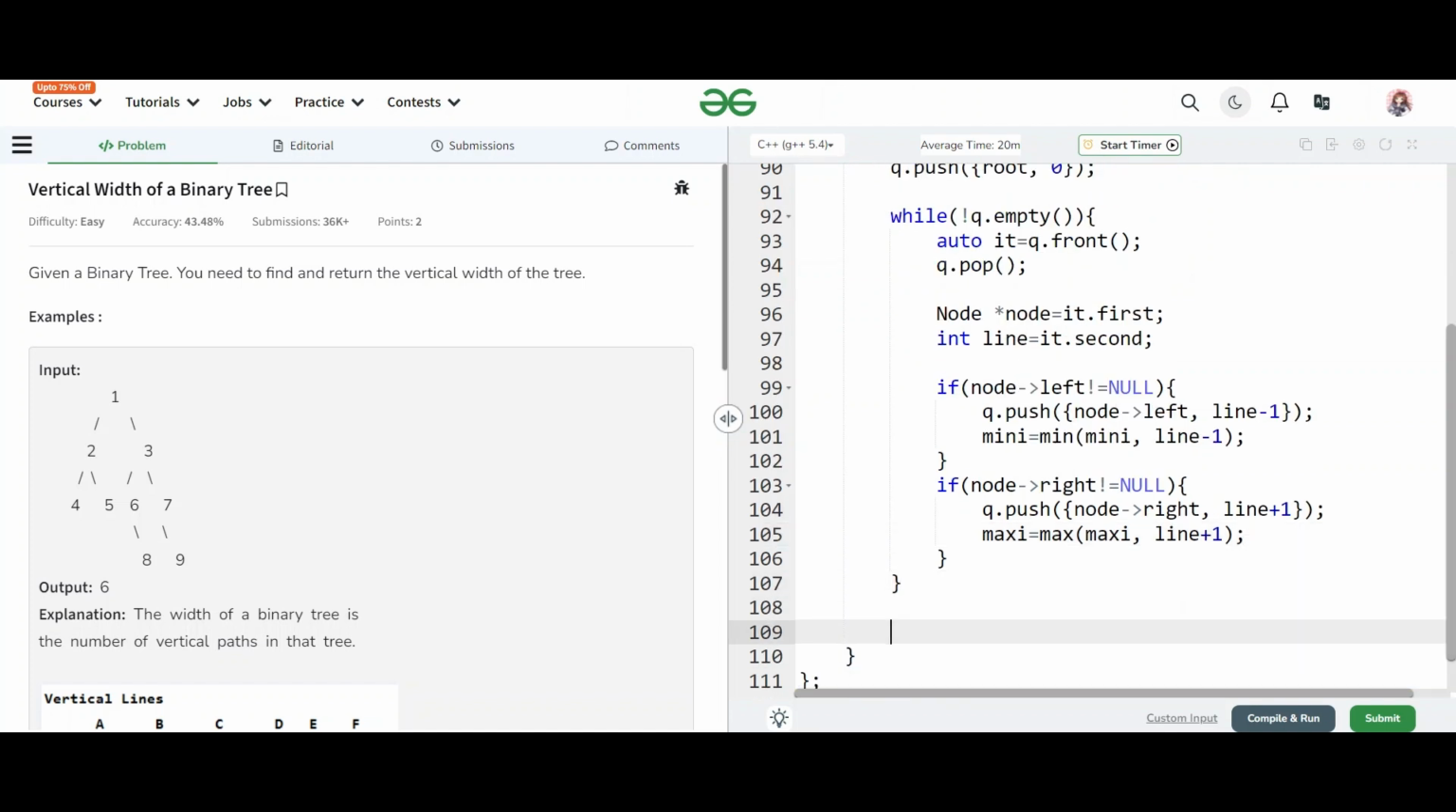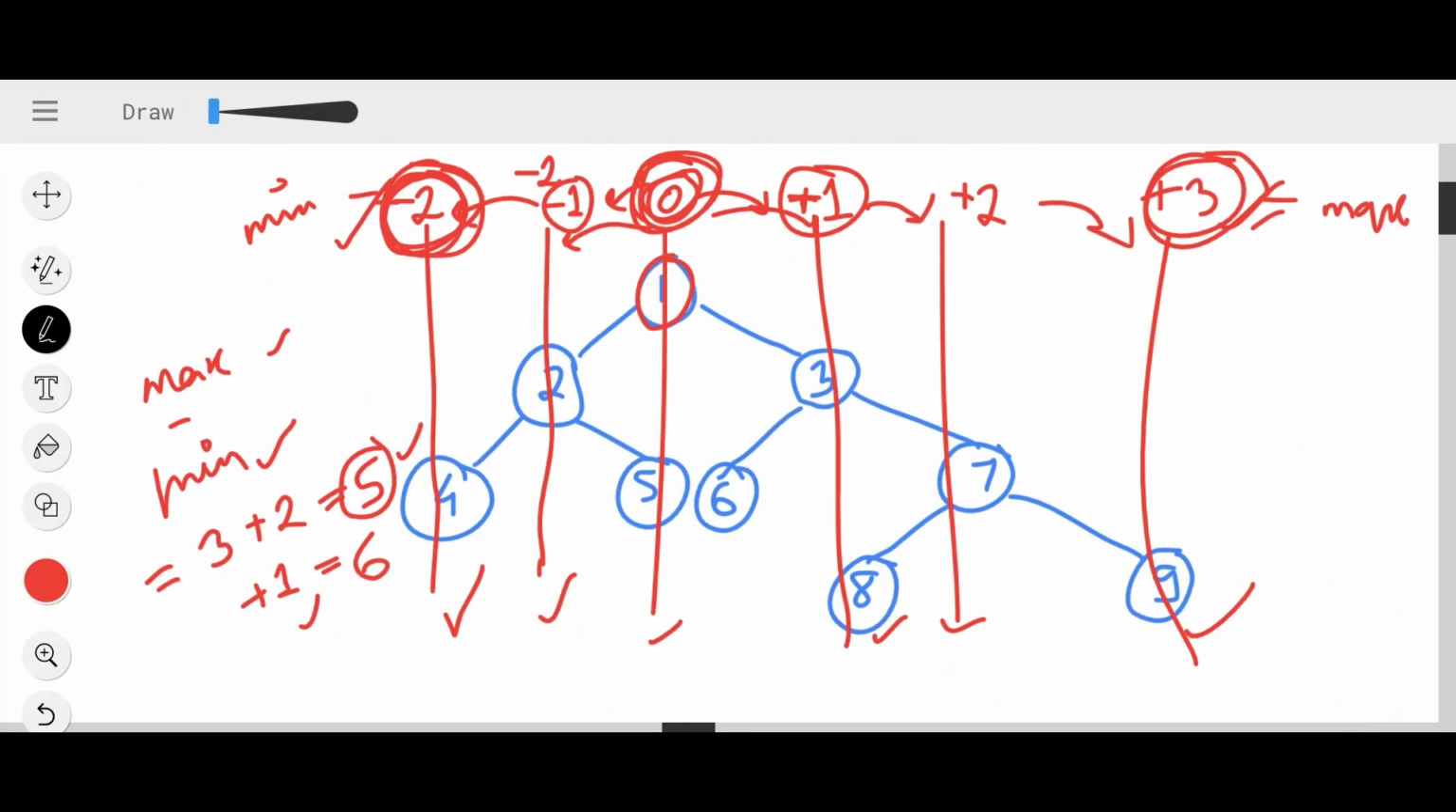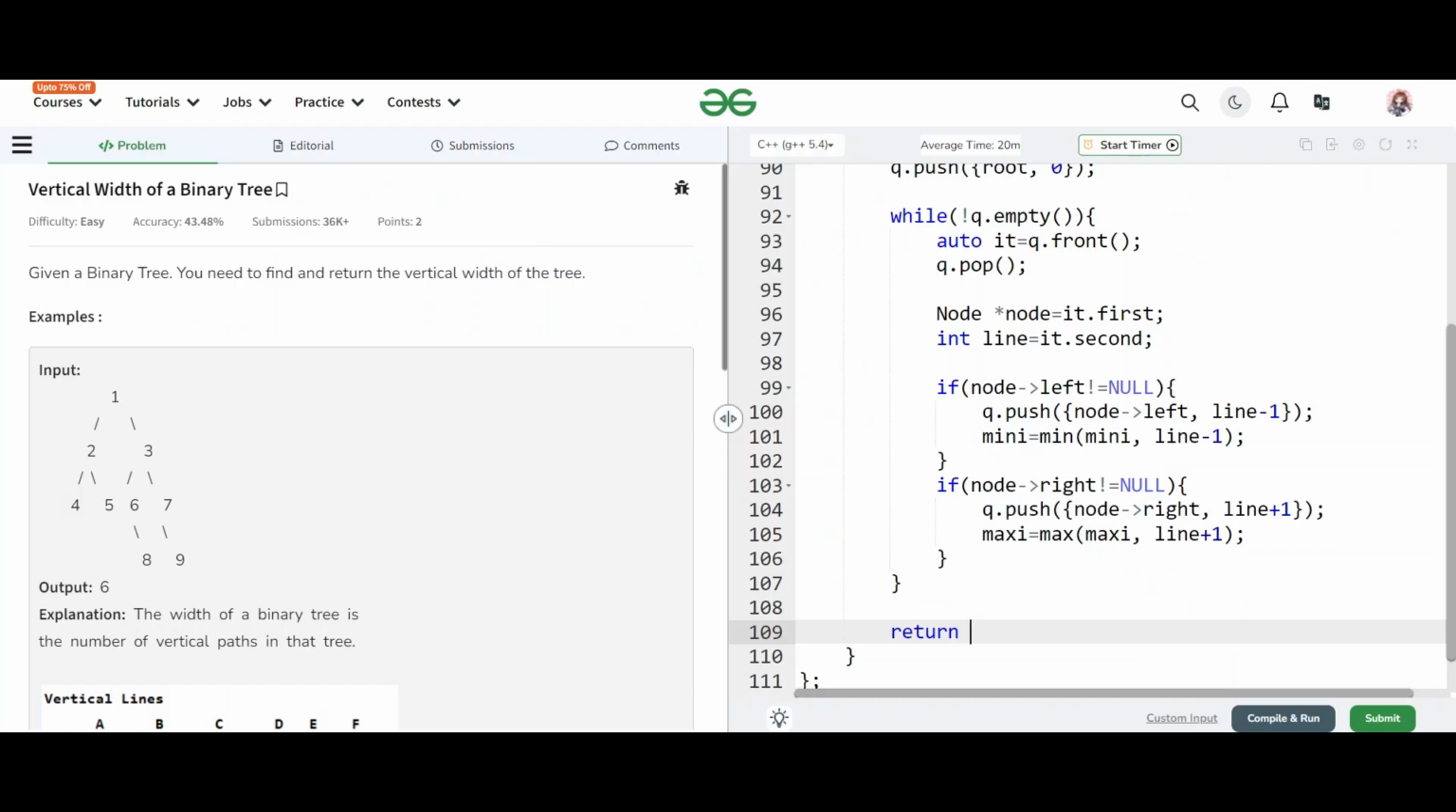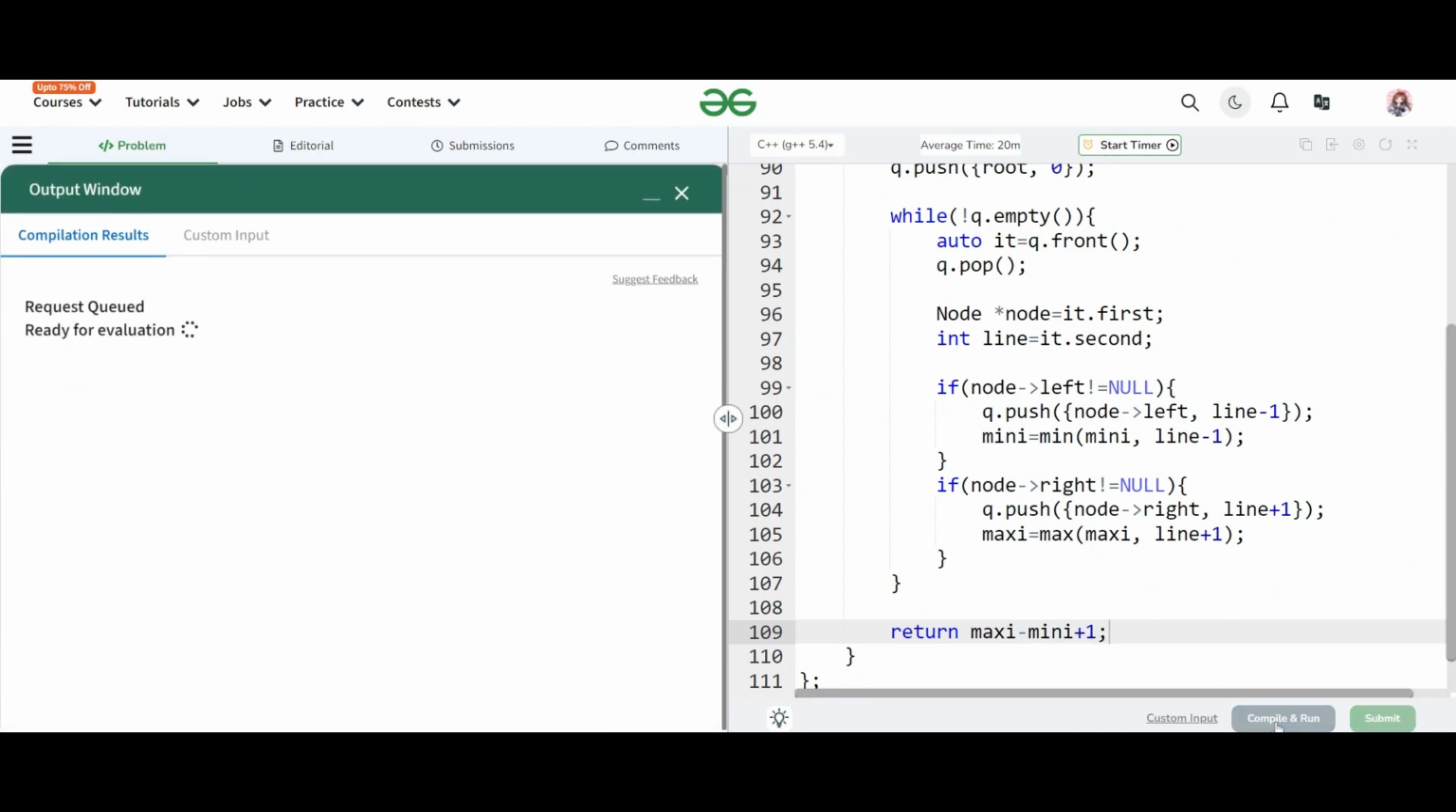Okay. So at the end, what will you return? You will return maxi minus mini. You are getting this plus 1. So at the end, you will return maxi minus mini plus 1. Let's compile and run. Okay, so it's fine. Compilation completed. Let's submit.